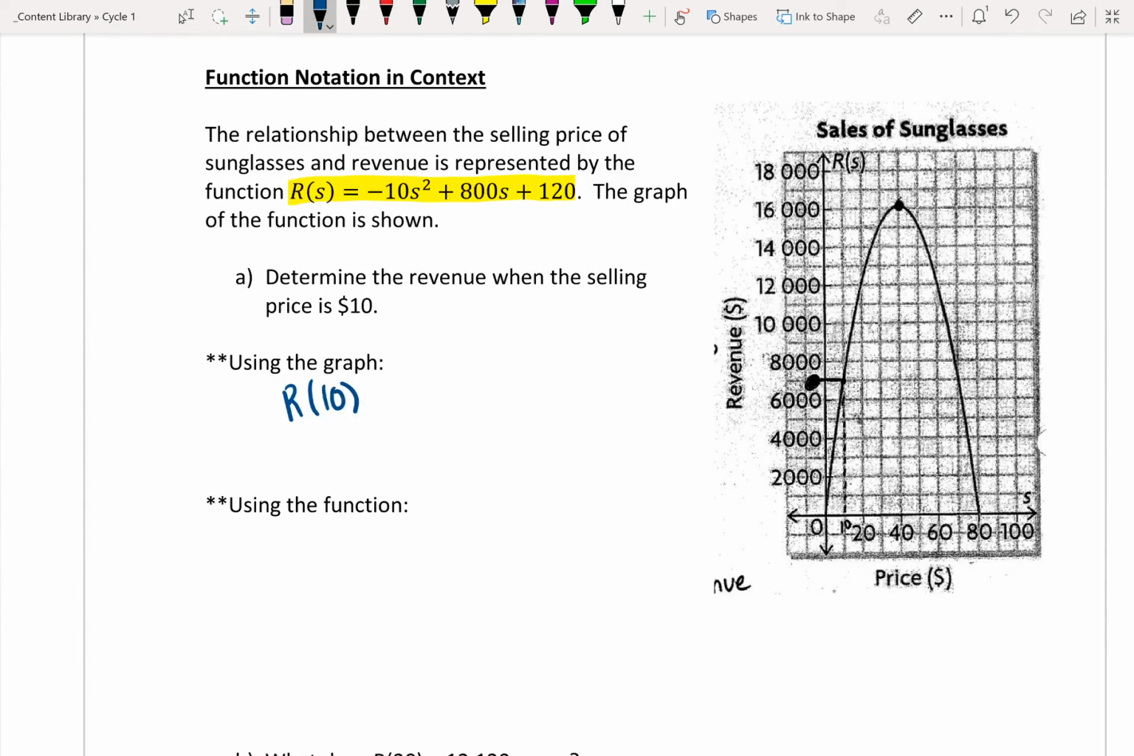So if I go over to my graph, I find where 10 is and I go up until I hit my function, and I go over to my y-axis and I see where it hits. In this case, it looks like it hits at 7,000. So that means that when the selling price is $10, the revenue should be 7,000.